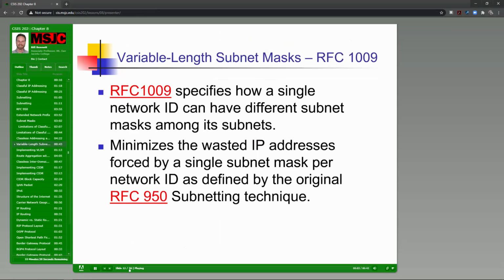So it was RFC 1009 that specifies how a single network ID can have different subnet masks, or in other words, variable length subnet masks among its subnets. And that is a hyperlink there. If you want to click on that RFC 1009 hyperlink, it'll actually take you to the actual document that defines the ability to use variable length subnet masks. This minimizes the wasted IP addresses that were forced by the single or fixed length subnet mask per network ID as defined by the original RFC 950. That's also a hyperlink if you want to see that original document. Both of those are on the IETF.org website.